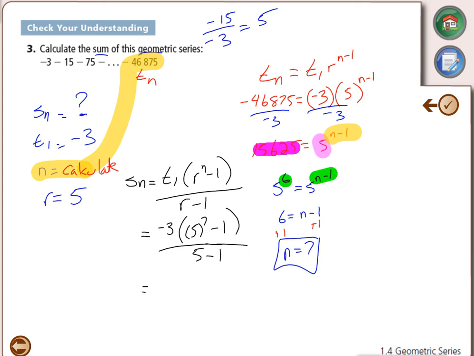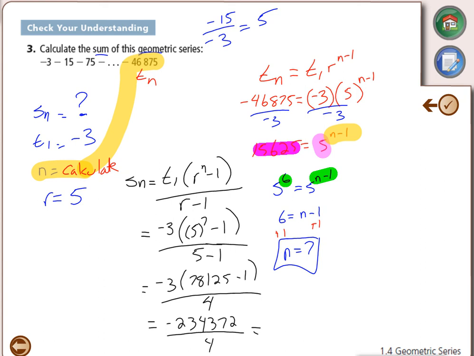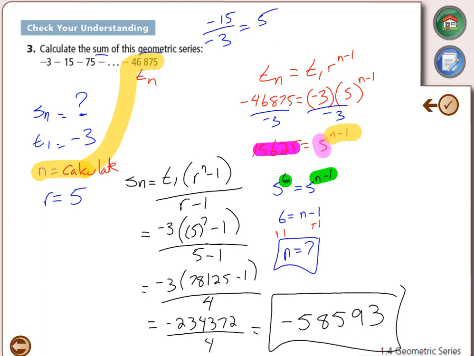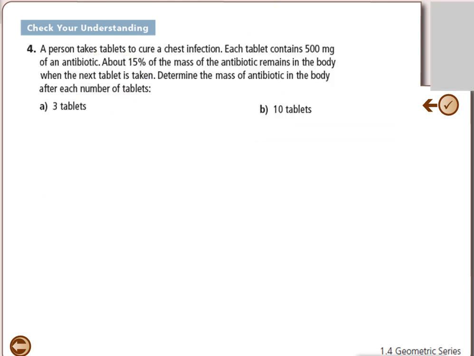Whoops, that doesn't look like a good minus. All right, so negative 3 times, that would be 78125 minus 1 over 4. And so 78124 times the negative 3 is going to give us negative 234,372 divided by 4. We get a value of negative 58593. There is the sum of this series.